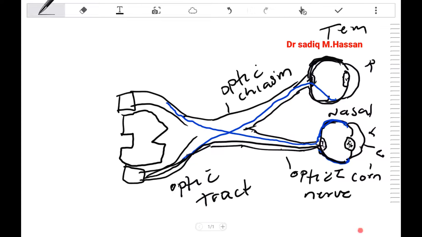And the other side, the right. The fibers coming from the temporal side of the right eye don't cross also, so they continue as a nerve in the optic chiasm. The only fibers that cross are the nasal fibers from both sides. They cross to the opposite side, so they decussate.